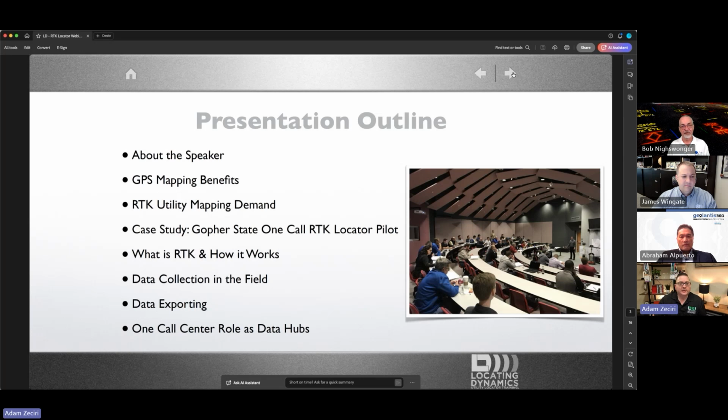In the presentation slide deck here, we're going to go through the speaker, GPS mapping benefits, and RTK utility mapping demand. There's a case study from Gopher State One Call in Minnesota that has done an RTK locator pilot. What is RTK? How does it work? We're going to go over data collection in the field, data exporting, and then the reason why we're all here, One Call Center role as data hubs.